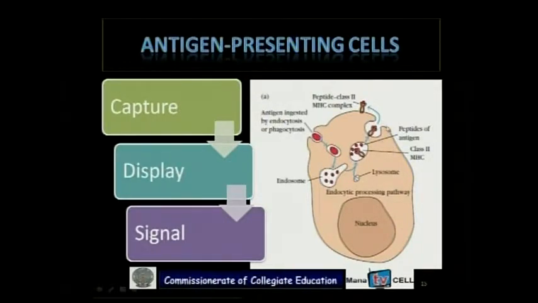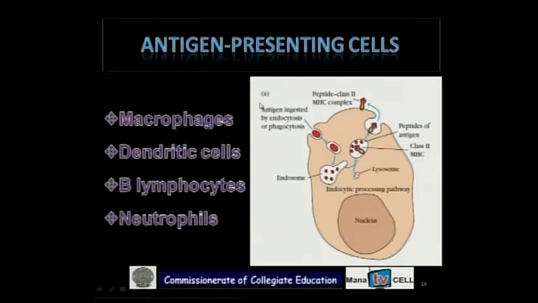So after this they will go and present to a particular type of cells. These antigen presenting cells will present the antigen or pathogen to the T lymphocytes or B lymphocytes. The best antigen presenting cells are macrophages, dendritic cells and B lymphocytes, and neutrophils and eosinophils. These are all involved in capturing microorganisms or antigens, processing them, and presenting them to the T cells.